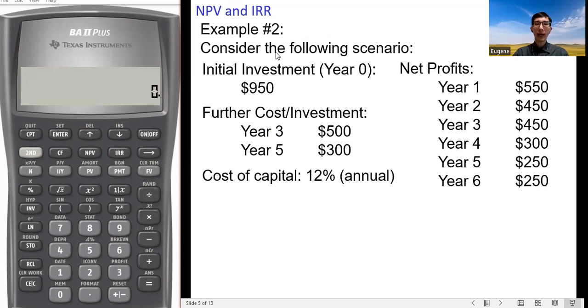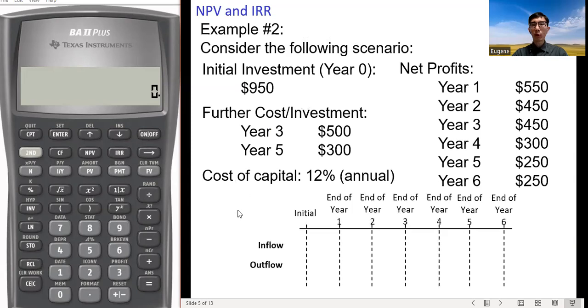In this example, we have additional cost and additional investment throughout the investment project other than the initial investment. So we need to calculate the net cash flow. Drawing a timeline is more convenient. So I have the timeline labeling the initial investment and then the cash inflow or the cash outflow by the end of year 1, 2, 3, up to 6. So for the initial investment, this is a cash outflow of $950.